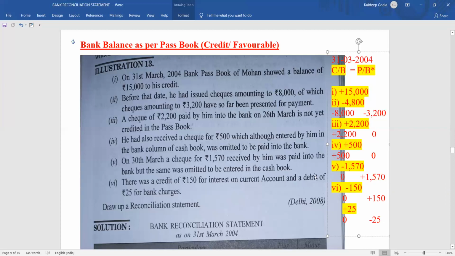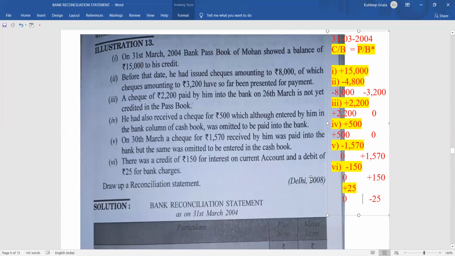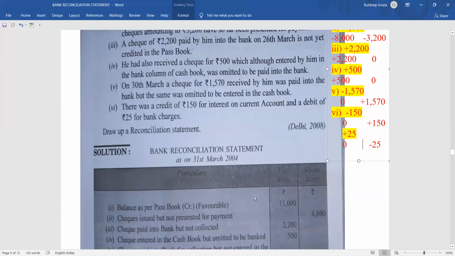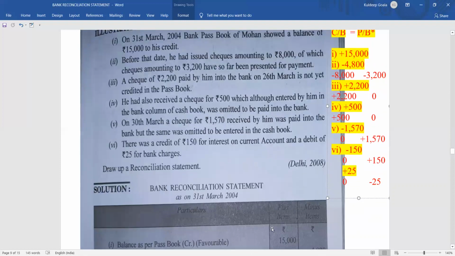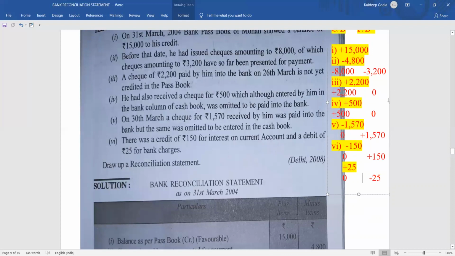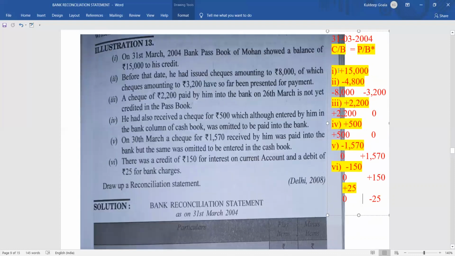Now we will draw up the bank reconciliation statement. Okay, we'll put it in the bank reconciliation statement. So what we'll do is that we'll start with the base. What is our base? Bank passbook, that is the bank balance as per passbook. How much? 15,000. So we'll start with that. Bank balance as per passbook, that is the credit balance, or you can say favorable balance. How much? 15,000. So it is obviously in the plus, so it will go in the plus. Okay, minus will go in the minus, plus will go in the plus. So first item has gone in the plus, then second one it is minus, remember that.